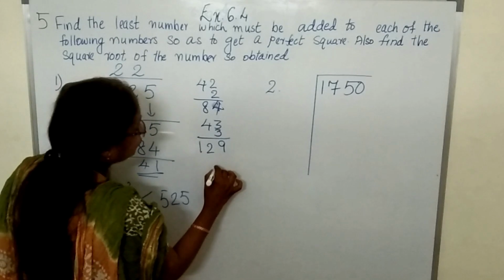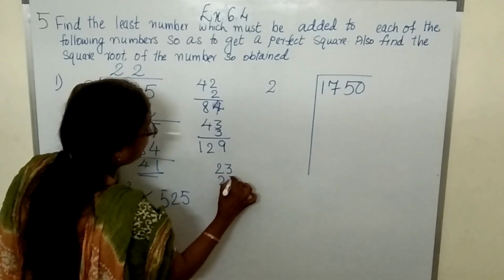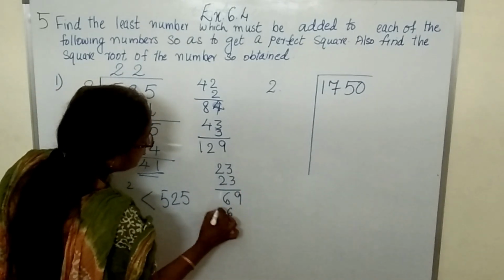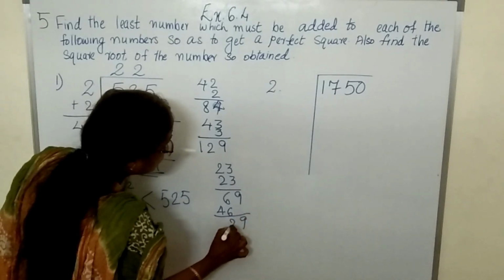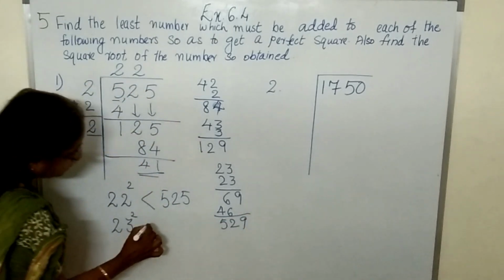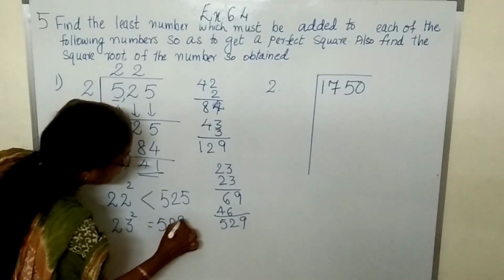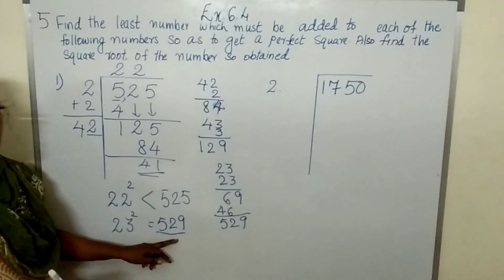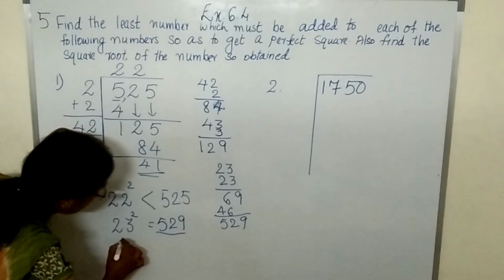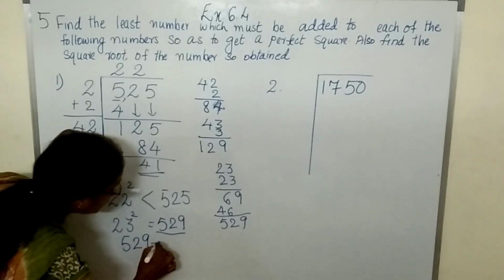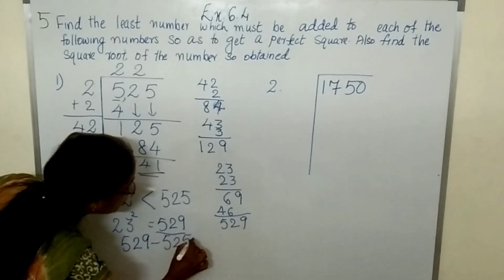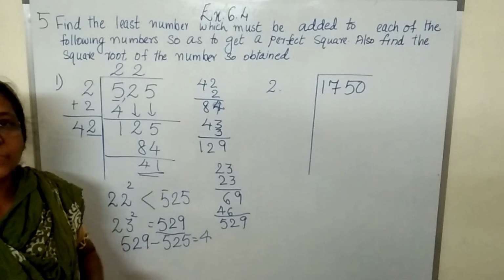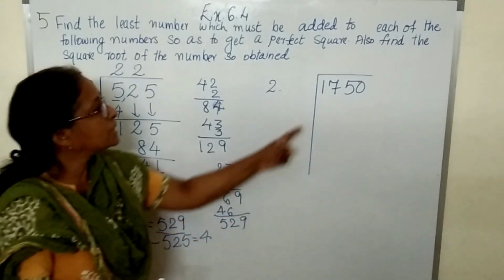Let us find out what is 23 square. 3 3s are 9, 2 3s are 6, 2 3s are 6, 2 2s are 4. 529. So here we have 525. How much to add here? 529 minus 525. That means 4. We need to add 4 to get the next perfect square. Now let us see the next question.